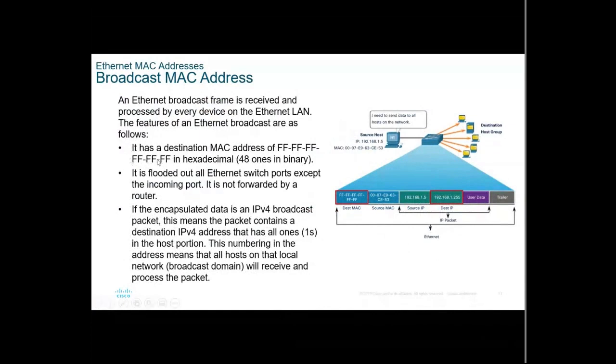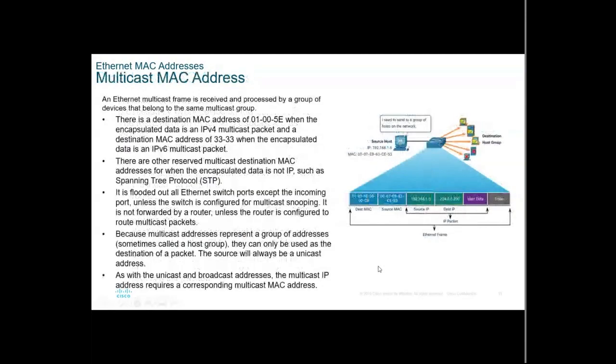Okay, so the broadcast MAC address is all Fs, like I mentioned. That's effectively all the binary bits are all ones. The multicast MAC address, if you forgot what multicast is, is where you're communicating with multiple computers, a group of computers, not all computers. An Ethernet multicast frame is received and processed by a group of devices that belong to the same multicast group. The destination MAC address is 01005E when the encapsulated data is IPv4.